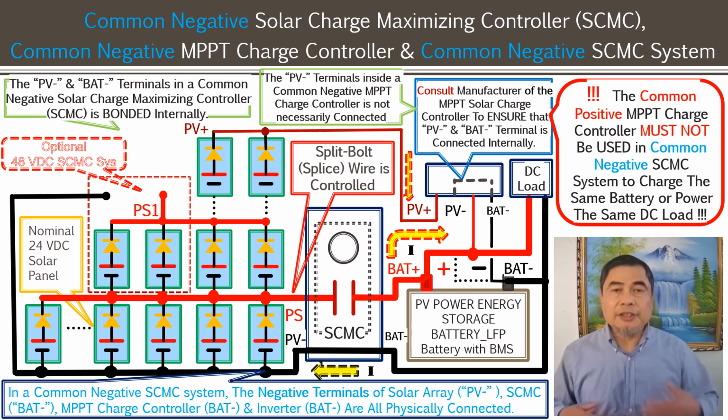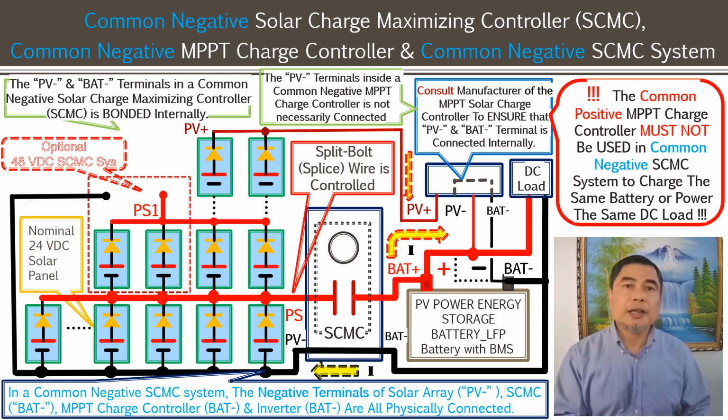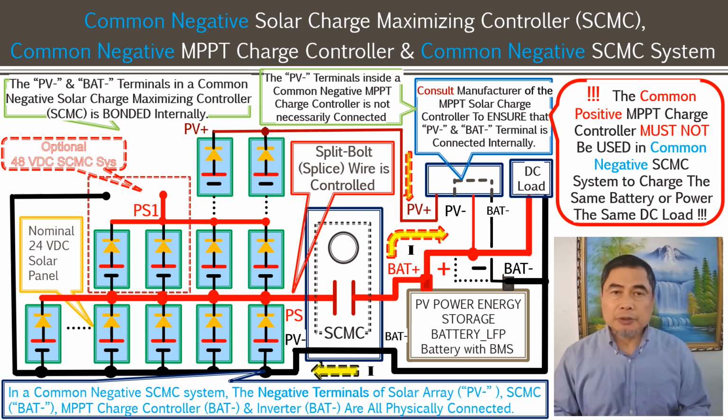And they designed the MPPT solar charge controller. I just presume PV positive, PV negative will be connected to the solar array, and battery positive, battery negative will be connected to the battery bank you're going to charge. They don't have to tell you which terminal is actually internally connected.